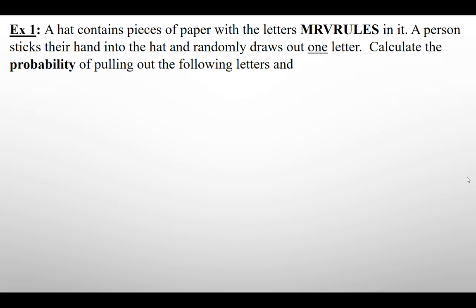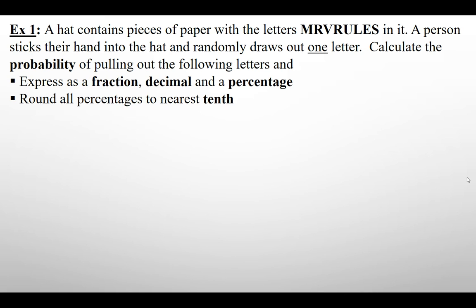All right, let's look at an example where we calculate this in a bit more detail. So I have a hat, and it contains a bunch of pieces of paper that have the letters M, R, V, R, U, L, E, S. All those letters are cut into individual pieces and they're placed in the hat and mixed up. A person sticks their hand into the hat and randomly draws out one letter, and I want to calculate the probability of pulling out the following letters, and I want to express it as a fraction, decimal, and percentage, and round all these percentages to the nearest tenth.